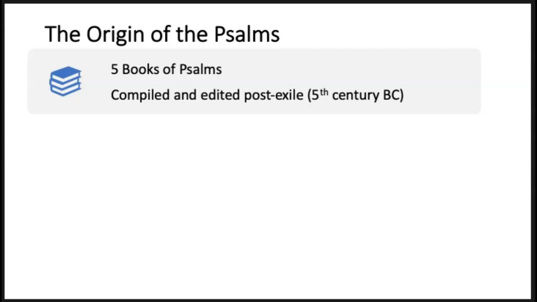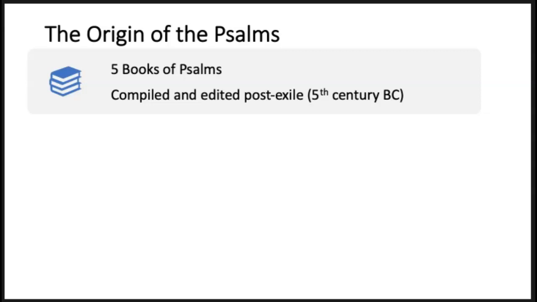For example, we have 5 books of the law, the Pentateuch. We have 5 books of poetry. We have 5 major prophets. The number 5 has significance in Hebrew poetry and thought, and so it's very likely that the Psalms were divided into 5 books for that reason.